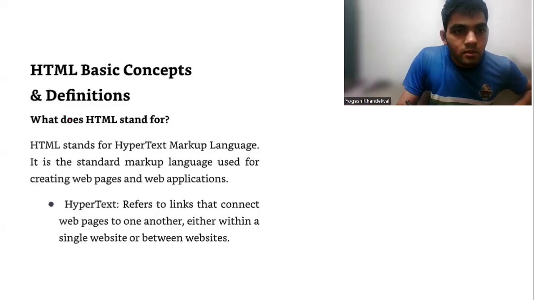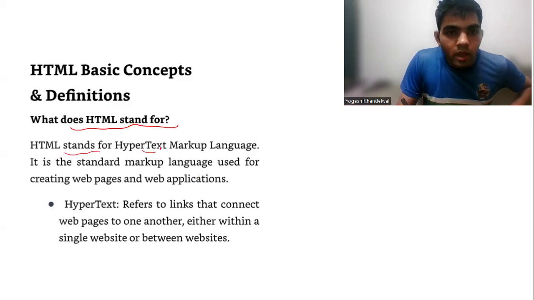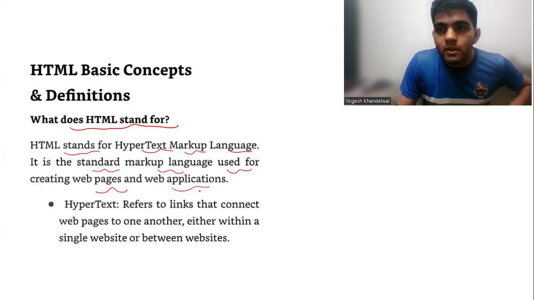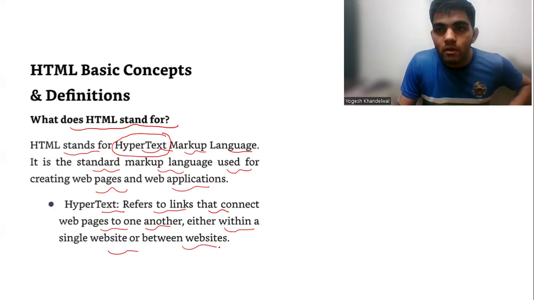So, let's start. First thing, what does HTML stand for? HTML stands for Hypertext Markup Language. It is the standard markup language used for creating web pages and web applications. Now, what is hypertext? Hypertext refers to the links that connect web pages to one another, either within a single website or between websites.